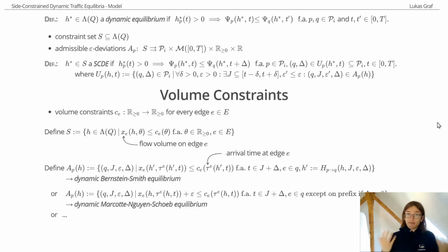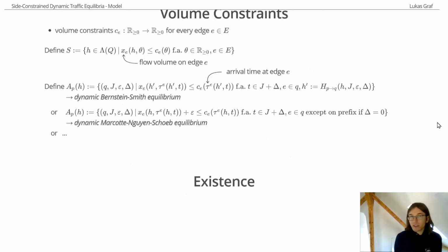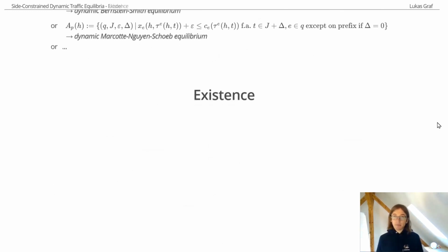Now, we have such equilibria. Next question, of course, is, do those equilibria exist? Is there such a flow satisfying these equilibrium constraints? For this, a natural way of showing such existence is by just adapting the existence proof for unconstrained equilibria. This is typically shown by characterizing these kinds of equilibria by means of variational inequalities, and then taking some existence theorem for solutions to these variational inequalities and showing existence of equilibria that way.